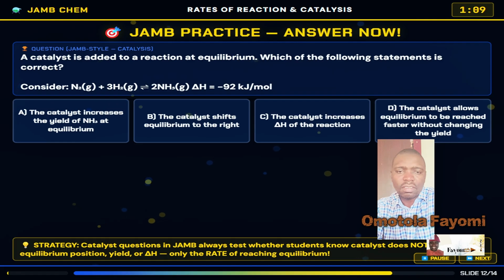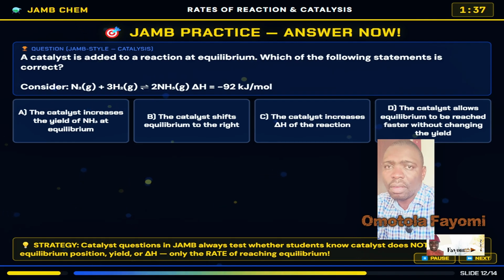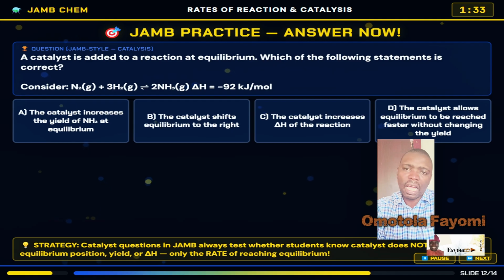Option C, catalyst increases delta H. Wrong. Delta H is the enthalpy difference between reactants and product. The catalyst changes the pathway, not the start and end points. Delta H is completely unchanged.